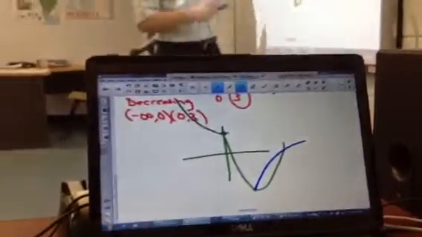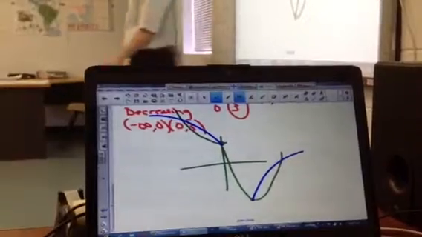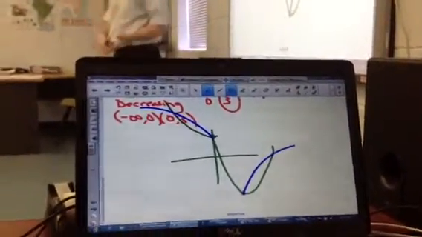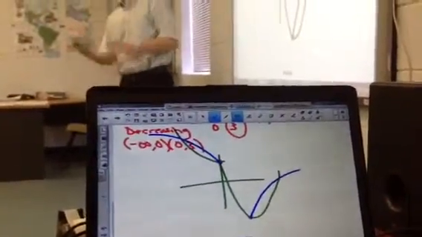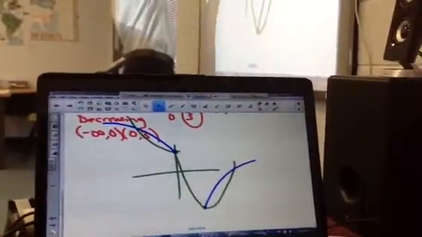And this part that's decreasing, well, does it look like this or does it look like that? Both are decreasing, but one is concave up, one is concave down. So we've got to figure out what's going on in more detail than what we did last week.